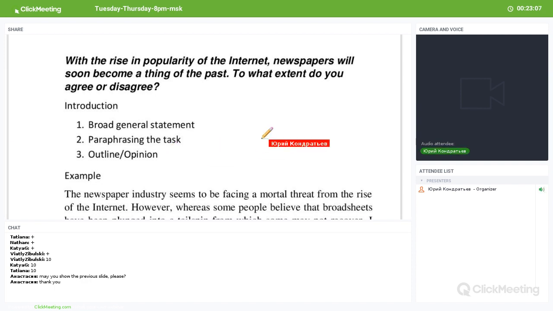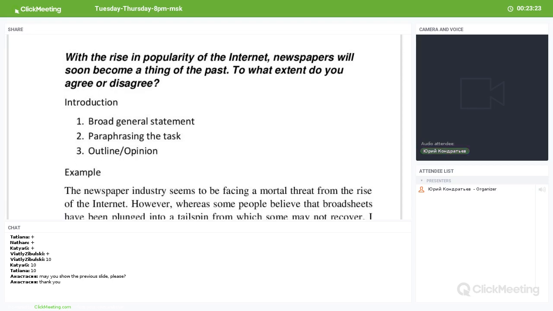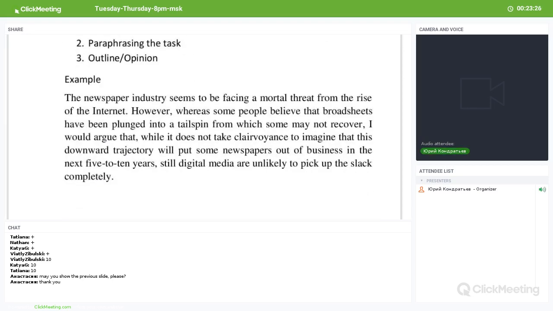Okay, so here is my example. This first sentence is not necessary. If you're paraphrasing the task and this sentence is very general, you can just paraphrase the task, especially if your sentence is long, as in my example. So my second sentence is quite long.